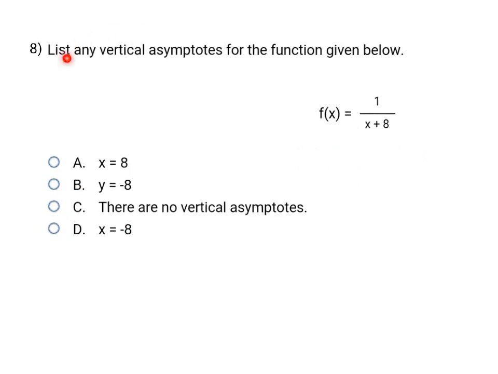Now we're finding a vertical asymptote, and a vertical asymptote is similar, only it's a vertical line that the graph will get closer and closer to, but never actually touch. And to find the vertical asymptote, you're going to set the denominator equal to 0.